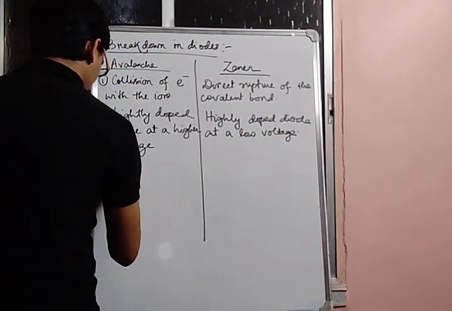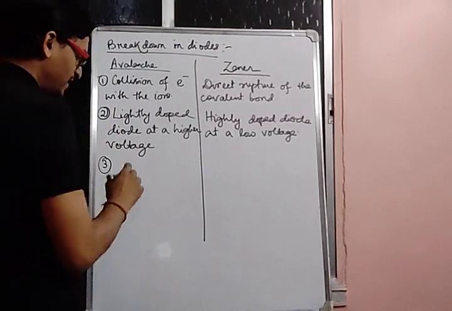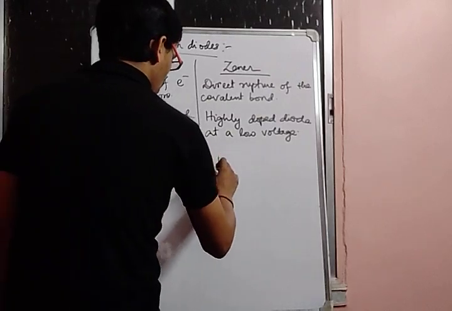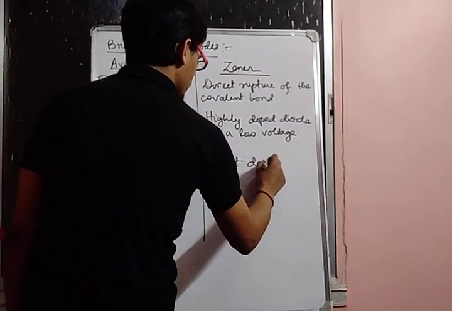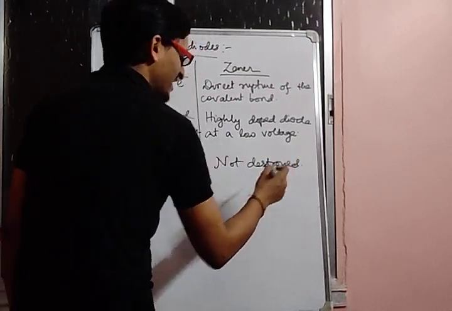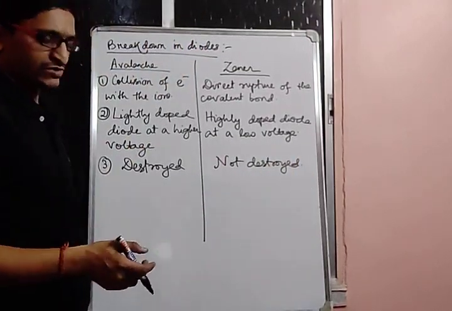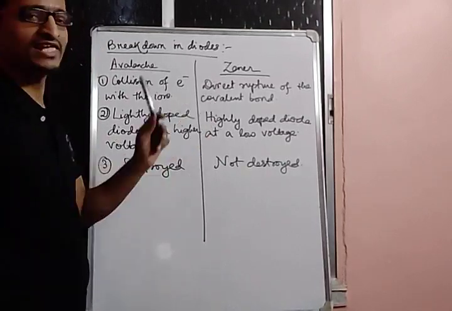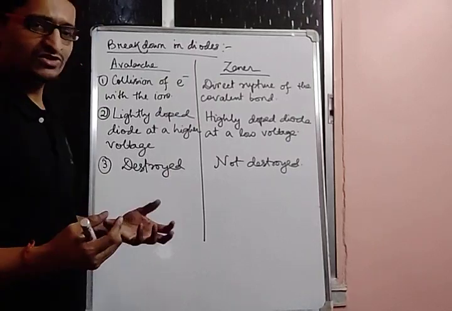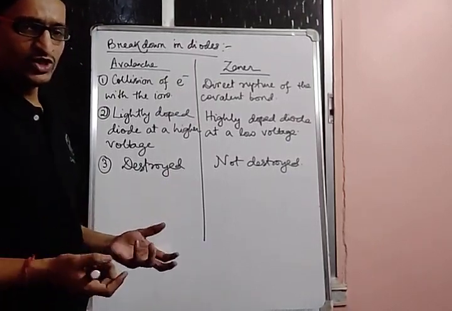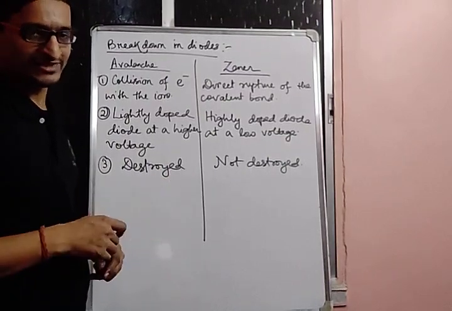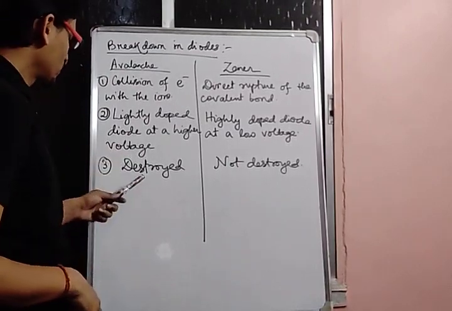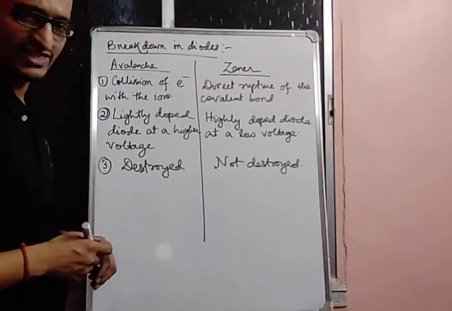The third difference is when avalanche breakdown takes place, the diode is completely destroyed. On the other hand, in Zener breakdown, they are not destroyed. They can be reused again if we remove the reverse bias voltage. For that reason, whenever we say breakdown diode, we generally mean Zener diode. In fact, Zener diodes are specially constructed to work in the reverse bias state. We will be covering that later on. But no such avalanche diode exists.